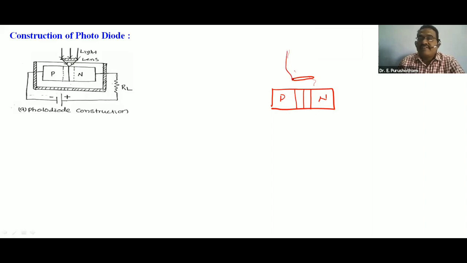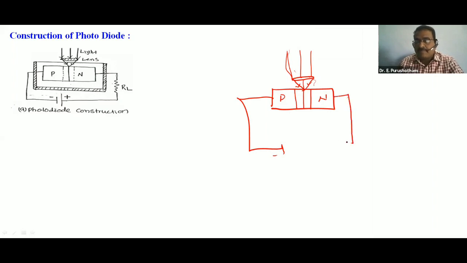The light is incident on the convex lens and focused on the junction. These are the light photons. So it is always connected in reverse bias. The P-type semiconductor is connected to the negative terminal of the battery, and the N-type semiconductor is connected to the positive terminal of the battery. Then the PN junction diode is in reverse bias.